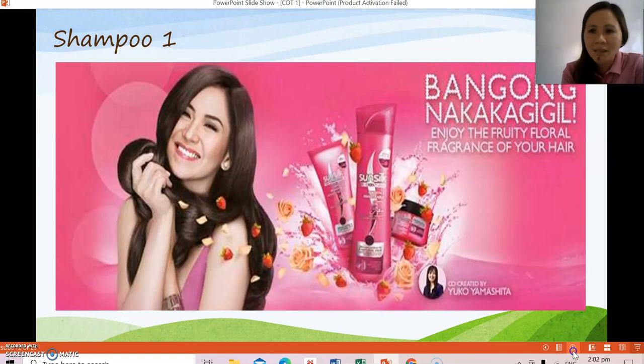All right, so this is shampoo number 1. Okay, so we have here Sarah Geronimo and then Bangong Nakakagigil. Enjoy the fruity floral fragrance for your hair. Alright, so take a look at this. This is co-created by Yoko Yamashita.